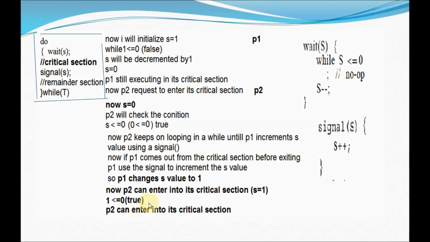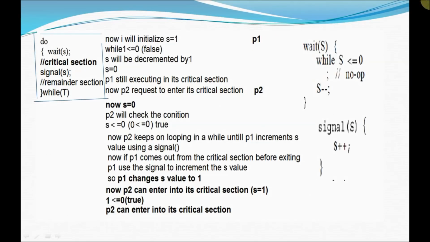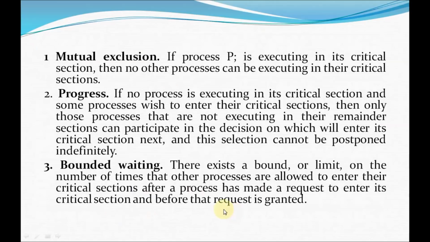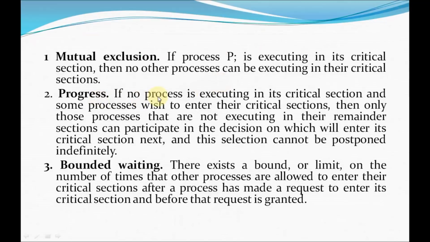So here either P1 can execute or P2 can execute at any point of time. So mutual exclusion holds good here. What is the condition of mutual exclusion? If only one of the processes is executing in its critical section, the other process can't execute in its critical section. While P1 is executing, P2 waited. Once P1 completed its execution, P2 entered into its critical section. Now we will check whether progress holds here also.